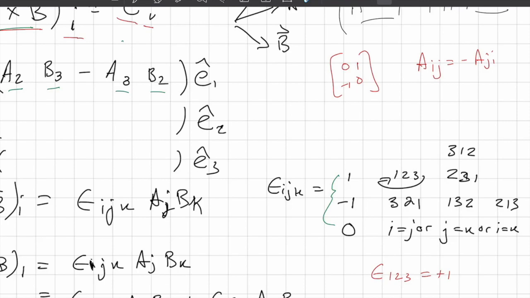Are you following me? Skew symmetric is another way of saying antisymmetric. Kate, are you with me here? You can say no, and it's better to say no because then I say more.